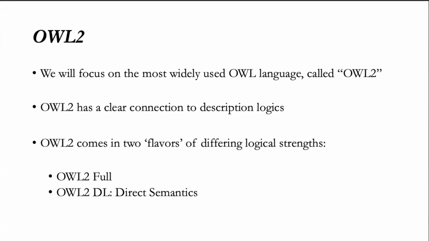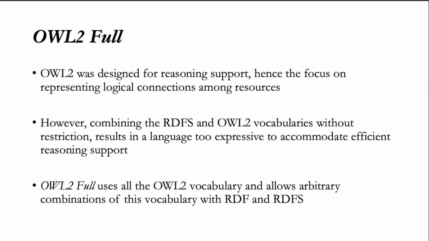Now, why am I bringing this up? We've been focusing on OWL 2, a very specific semantics that lines up with description logic. But OWL 2 itself comes in different flavors. What we've actually been describing is the direct semantics, the one that lines up with the description logic. There's also a full semantics. The full semantics allows you to point to classes that way. OWL 2, though, was designed for reasoning support, and hence all this focus on logical connections.